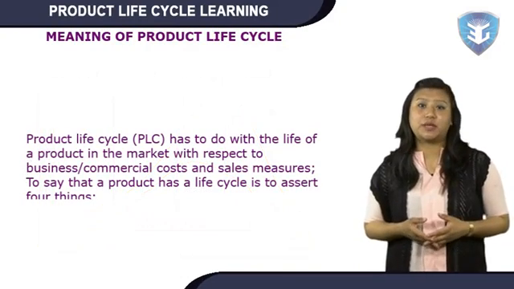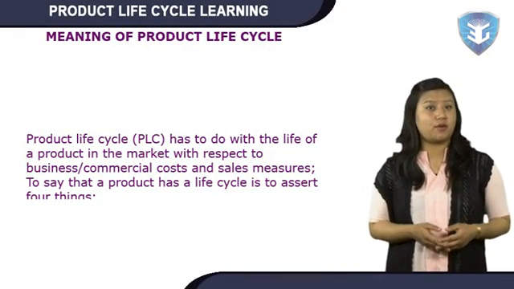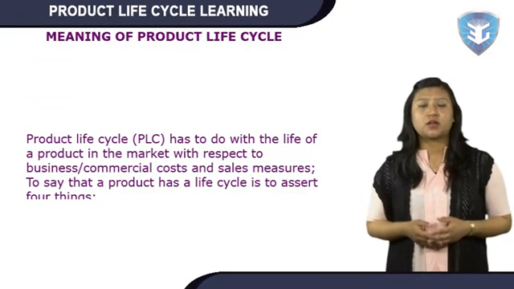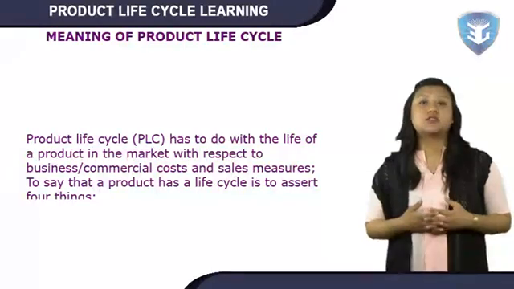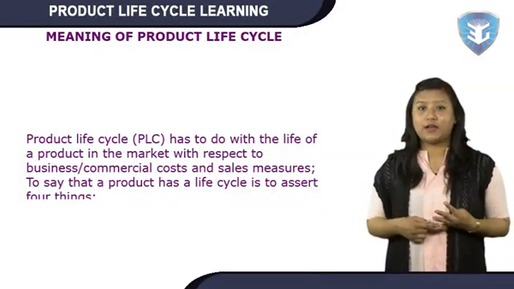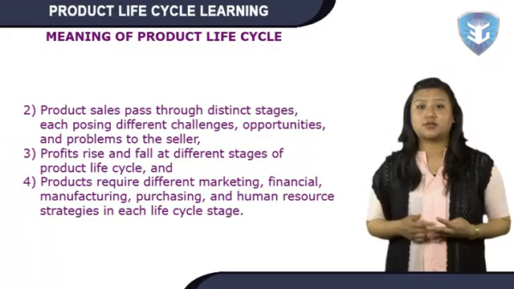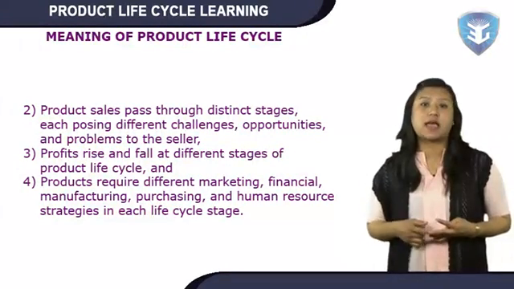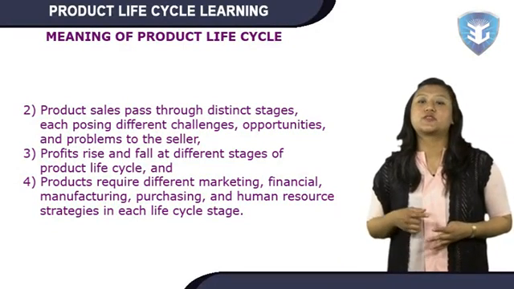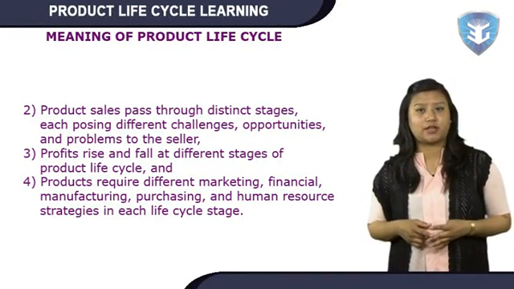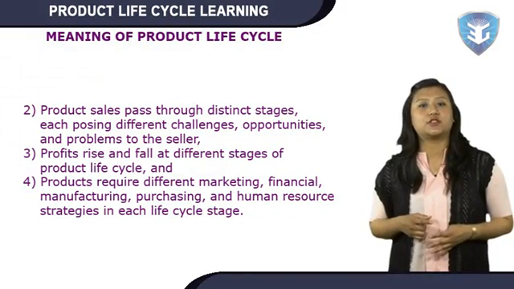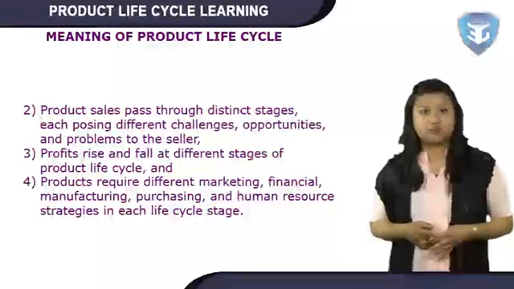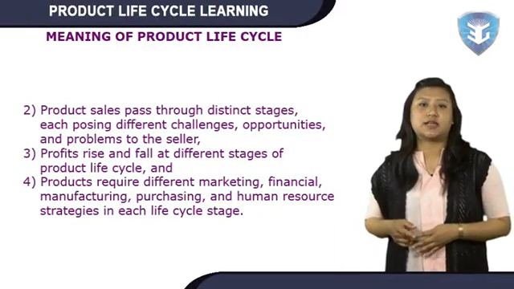Product life cycle, PLC, has to do with the life of a product in the market with respect to business and commercial costs and sales measures. To say that a product has a life cycle is to assert four things: that products have a limited life, product sales pass through distinct stages, each posing different challenges, opportunities and problems to the seller. Profits rise and fall at different stages of the product life cycle, and products require different marketing, financial, manufacturing, purchasing and human resource strategies in each life cycle stage.